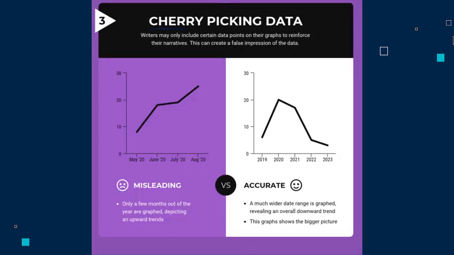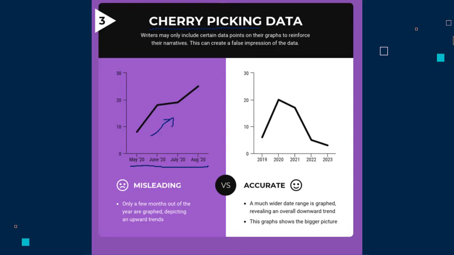Number 3 is cherry picking data. That's choosing the data you want to show and not showing the rest of it to give a favorable impression of what's going on. So here we've got a misleading example because it only shows the months in the year 2020 and only between May and August. So everything looks like it's going up.